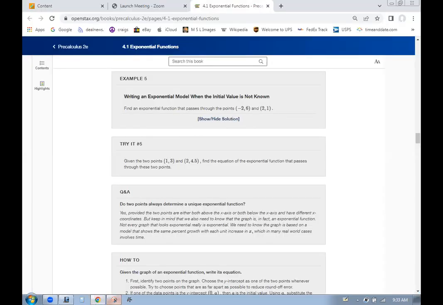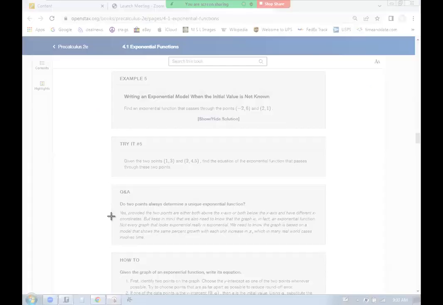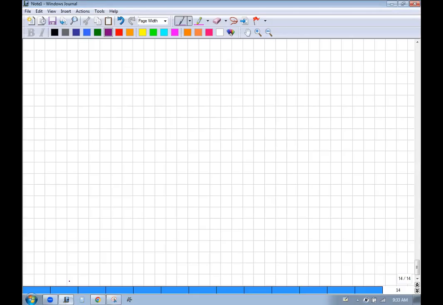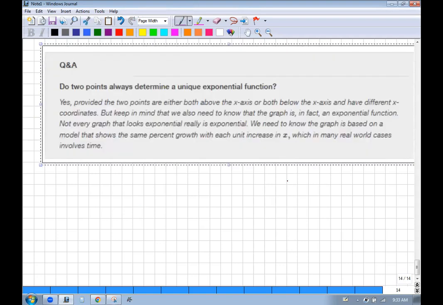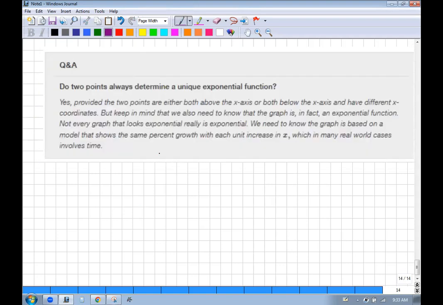Do 2 points always determine an exponential function? Well, if you know it's exponential, you can find a unique exponential function to go through it. Yes, provided the 2 points are either both above the x-axis, or they're both down here. But if you have one up here and one down here, you can't do that because exponentials don't cross the x-axis, right? Not every graph that looks exponential really is exponential.